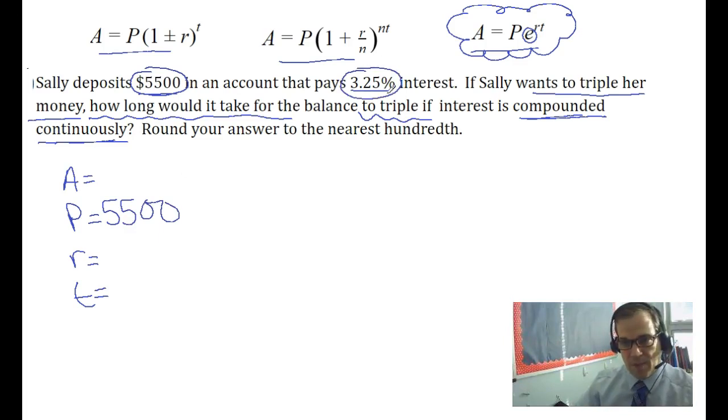We see that the account pays 3.25%. That's a value for the rate, but of course I want to take that percentage and make it a decimal by moving the decimal spot 2 places to the left. So R is 0.0325. The question is how long will it take? So this is going to be our unknown.